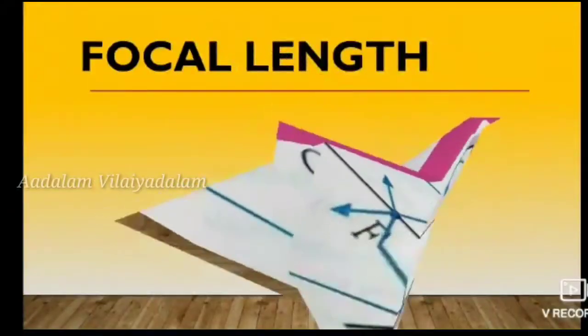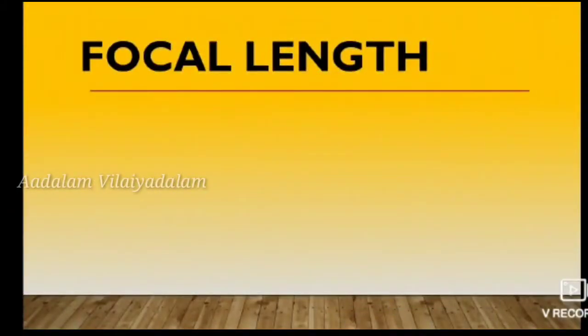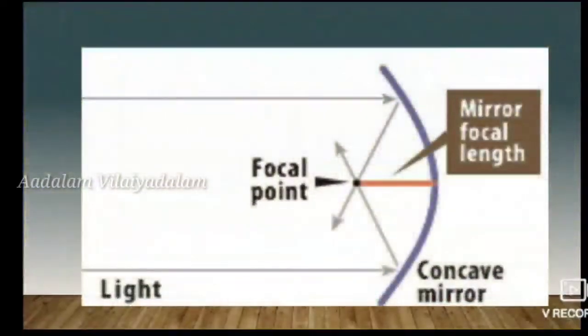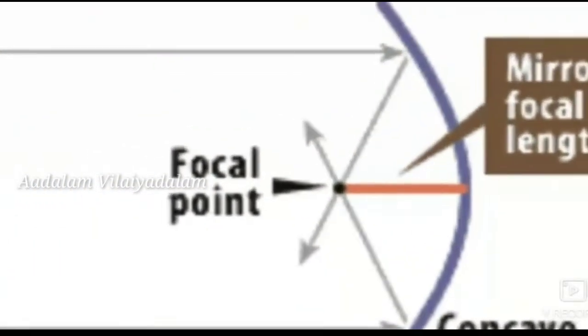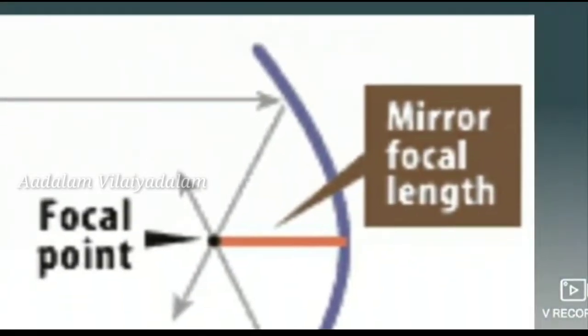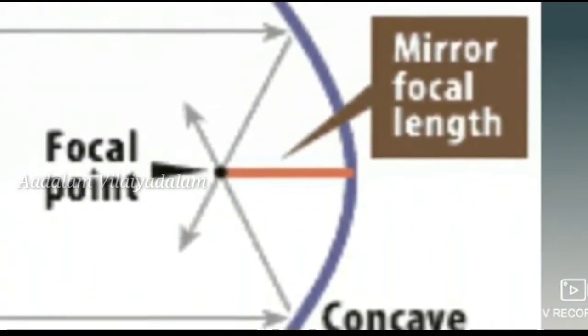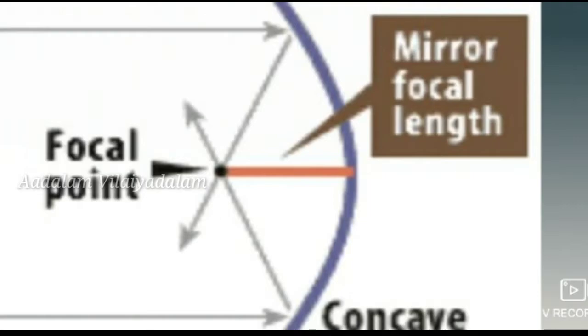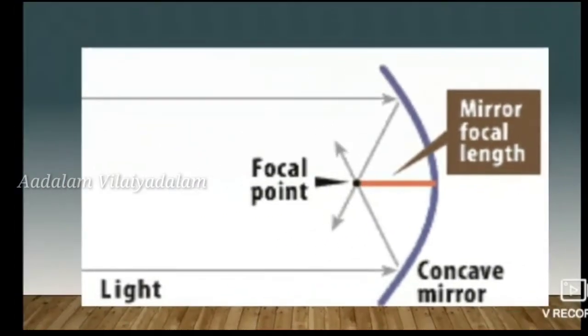And the sixth one is focal length. It is denoted by the small letter f. The distance between the pole and the principal focus, that is the focal point to pole distance, is known as focal length, and focal length is calculated by f is equal to radius of curvature divided by 2. That is, half of the value of radius of curvature is known as focal length.